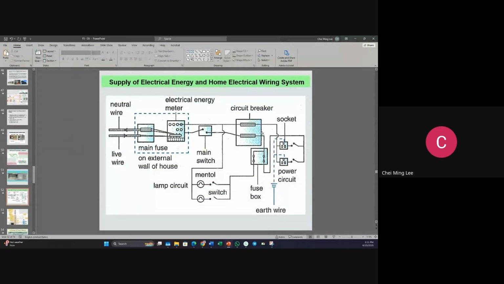Okay, and then some circuit breakers will go to the fuse box and to some of the lamps. Some of them are connected straight to the sockets and power circuit, and then back to the earth wire. The earth wire is used to divert the extra electricity to the underground to prevent short circuit. Our power needs to go back and forth, correct? So this one is back, this one is forth. The neutral wire goes back to the power system, the national grid. Okay, can you understand?